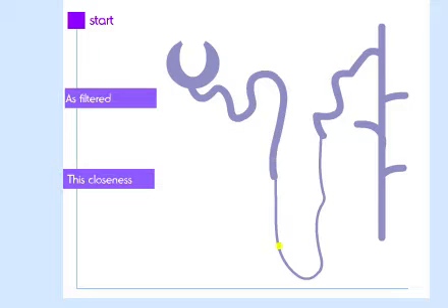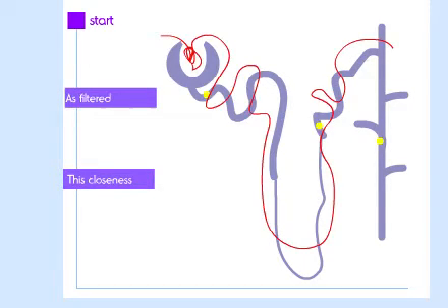As filtered substances flow through the nephron, they are in close proximity to a network of capillaries. These coil around the tubules and also form long loops called vasa recta, which lie alongside the loop of Henle. This closeness between the bloodstream and the renal tubule facilitates the movement of substances between the two, leading to the formation of urine.